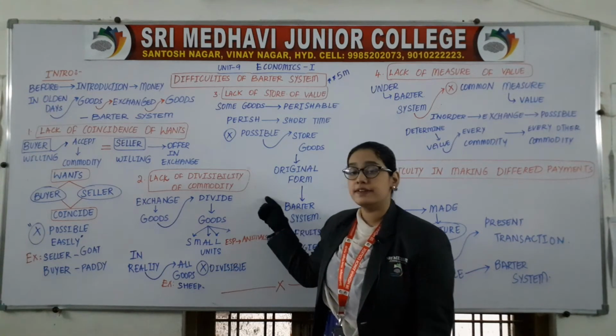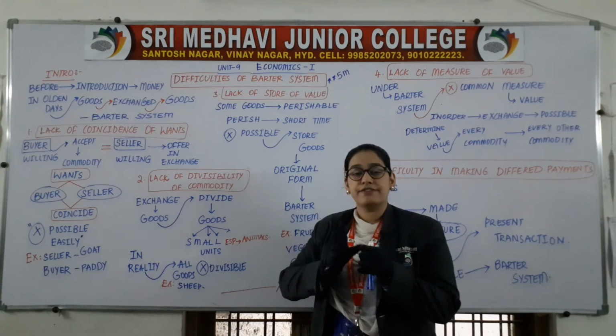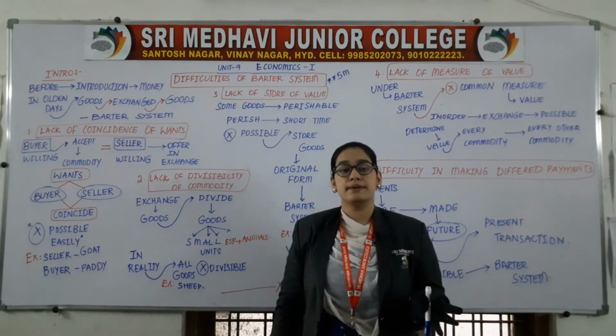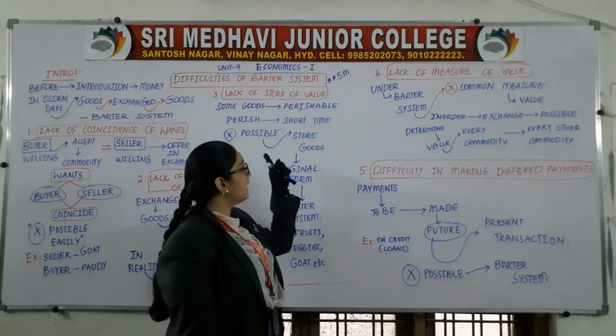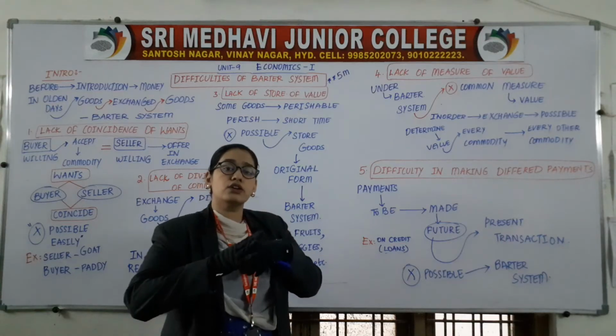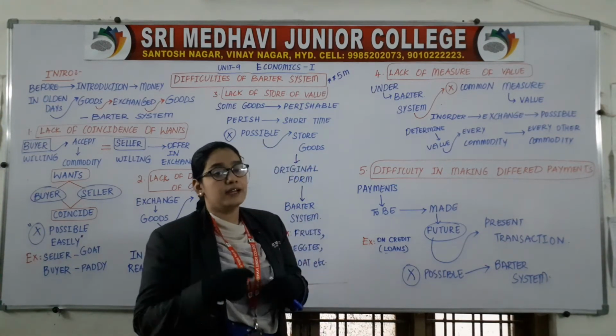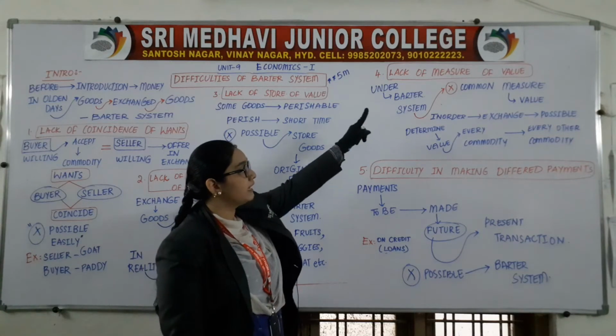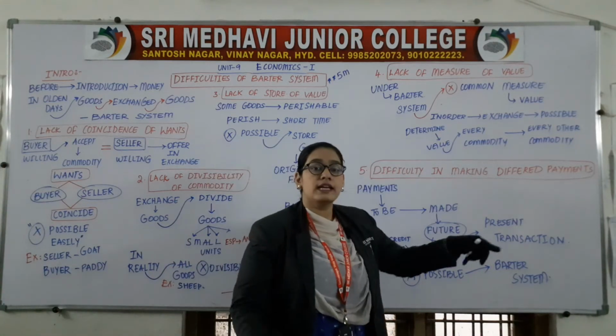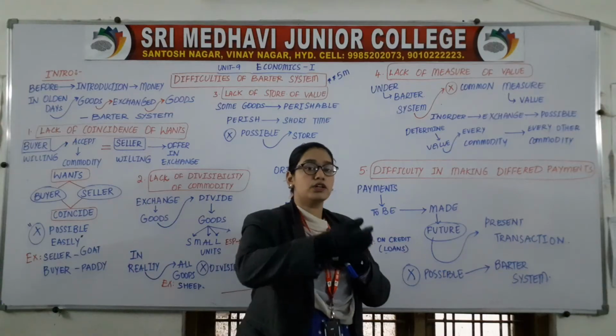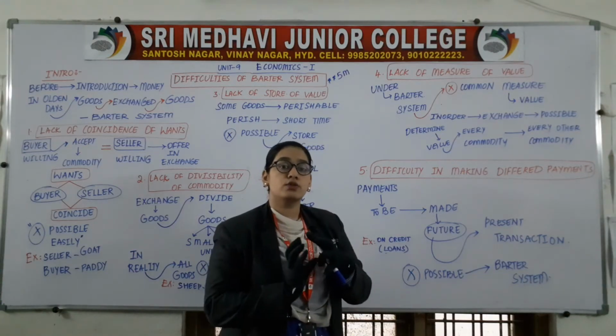Then second, lack of divisibility of commodity; every commodity is not divisible. Then third, lack of store of value; you cannot store every good for a long period of time because they are perishable. Fourth, lack of measure of value; every commodity which you want to exchange must also be of the same value.